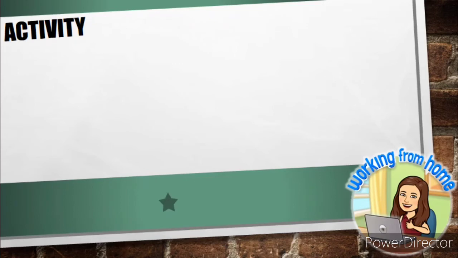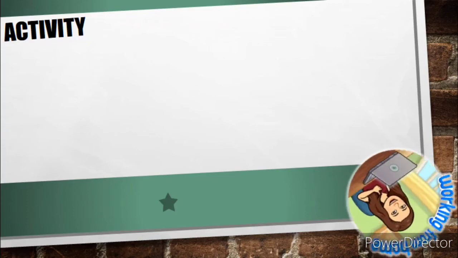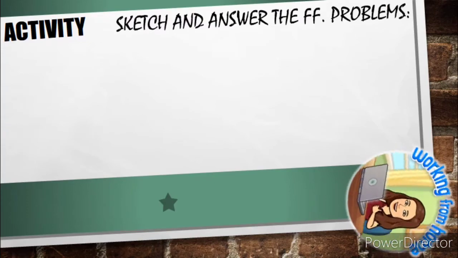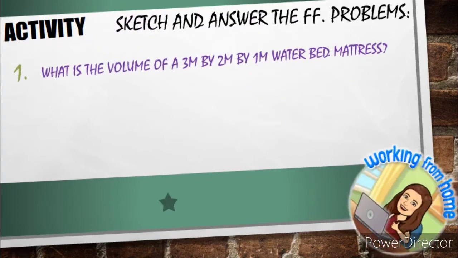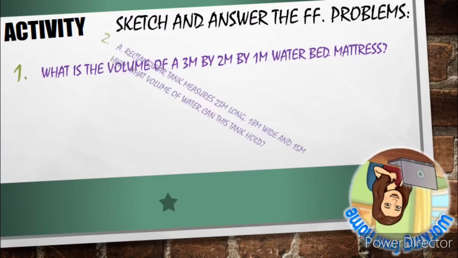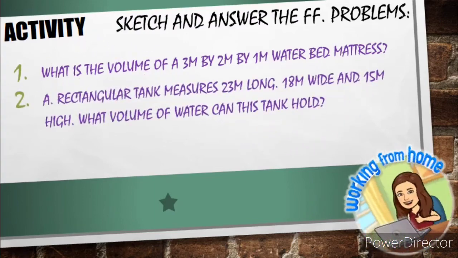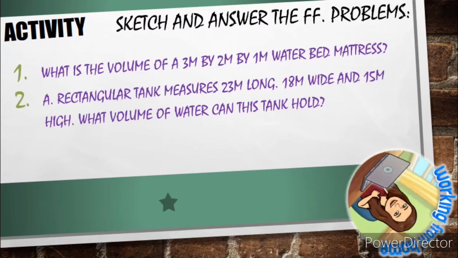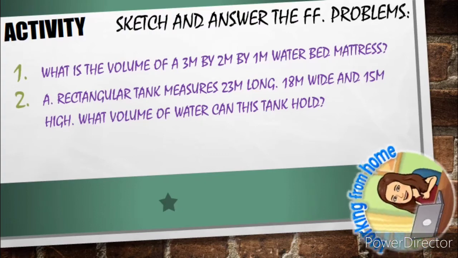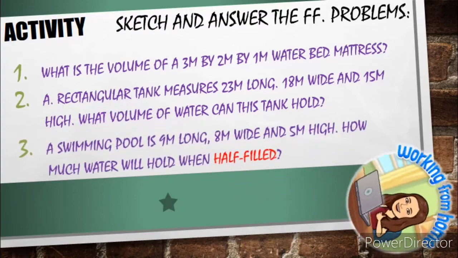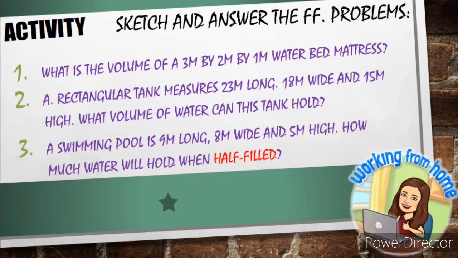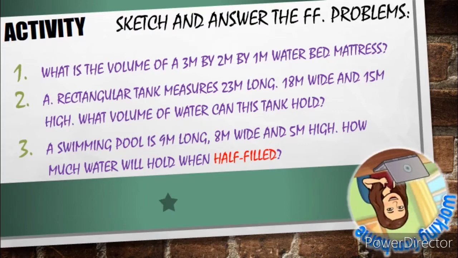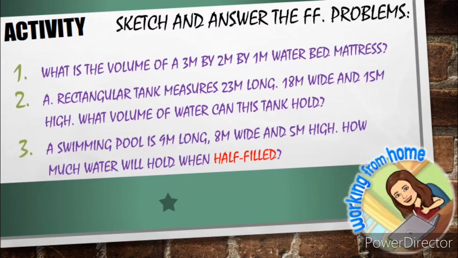For your activity, kindly write this on the given space of your weekly learning materials. Sketch and answer the following problems. Number 1. What is the volume of a 3 meter by 2 meter by 1 meter waterbed mattress? Number 2. A rectangular tank measures 23 meter long, 18 meter wide, and 15 meter high. What volume of water can this tank hold? And number 3. A swimming pool is 9 meter long, 8 meter wide, and 5 meter high. How much water will it hold when half filled? Are you ready? You may now start, and good luck!